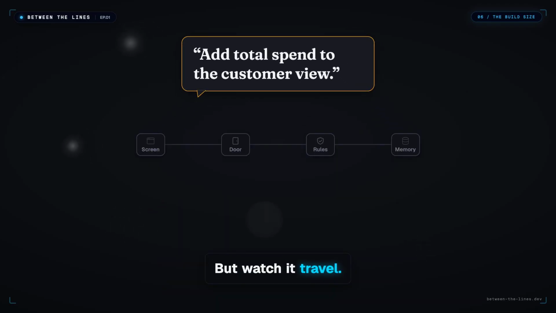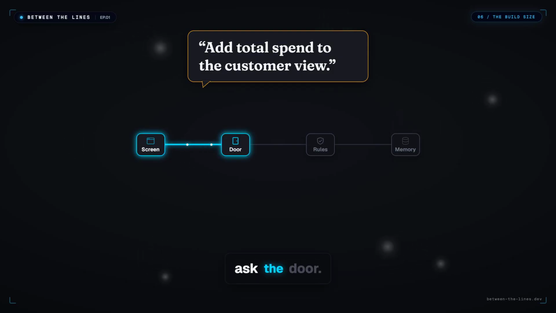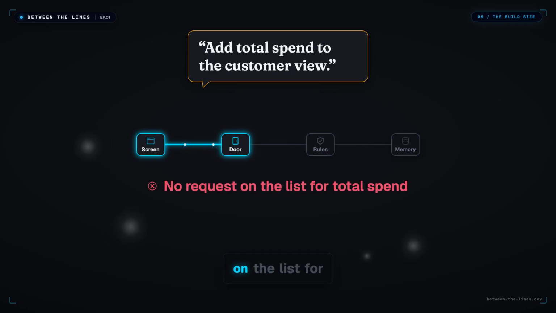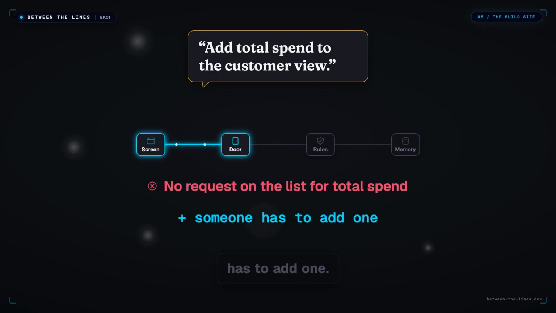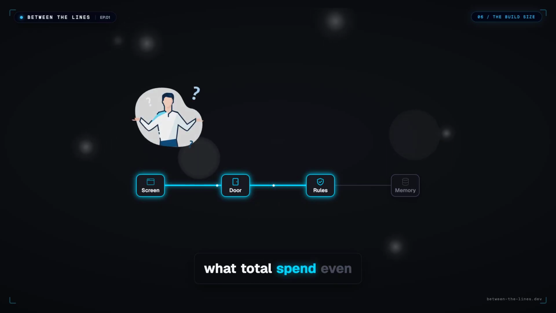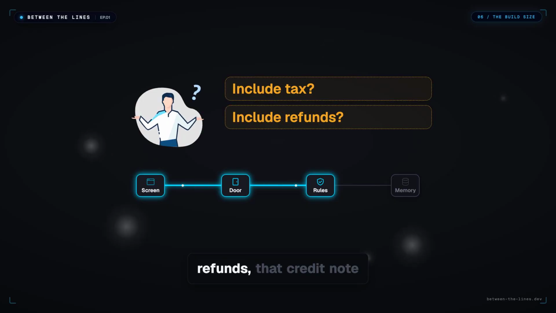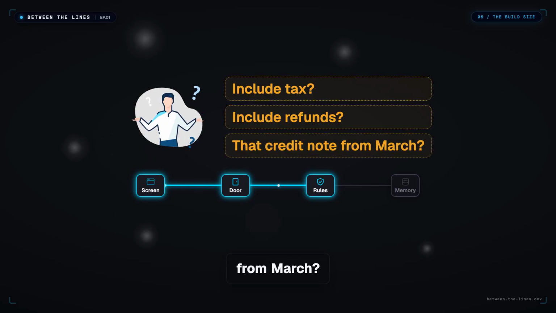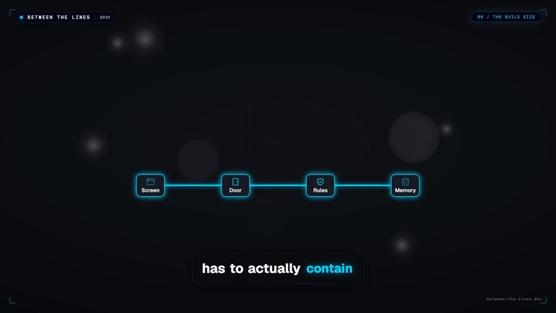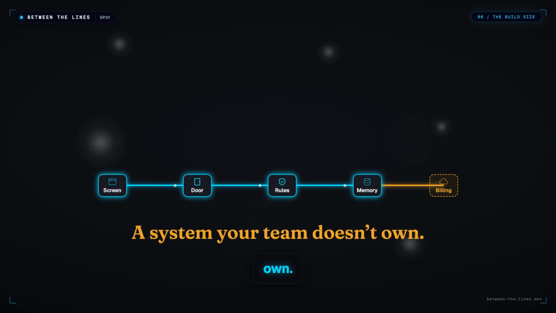But watch it travel. The screen needs a number it doesn't have, so it has to ask the door. And there's no request on the list for total spend, so someone has to add one. Which means the rules have to work out what total spend even means. Does it include tax, refunds, that credit note from March? And then the memory has to actually contain it. And if spend lives over in the billing system, this journey now leaves the building entirely and goes to a system your team doesn't own.